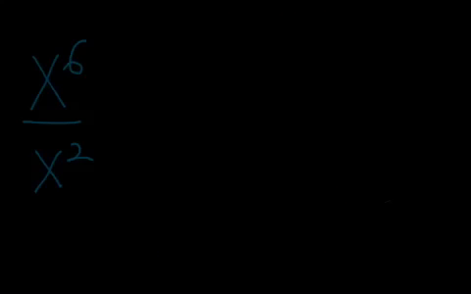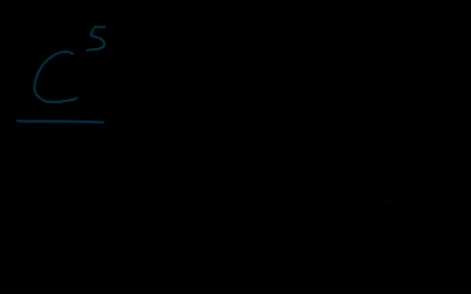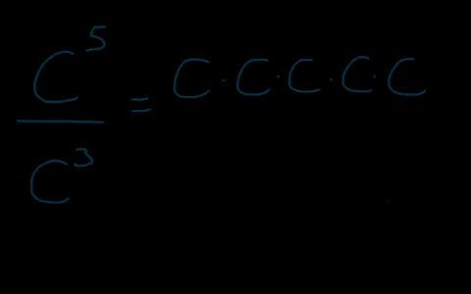So x to the 6th divided by x to the 2nd is the same thing as x to the 4th power. Let's look at another one. c to the 5th divided by c to the 3rd. Let's first write them out completely. c to the 5th is c times c times c times c times c. 1, 2, 3, 4, 5.